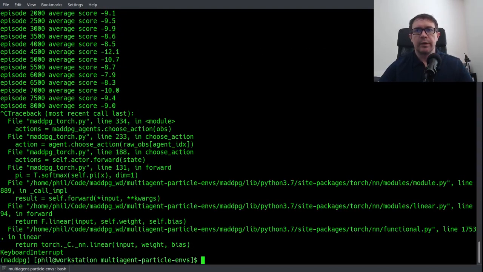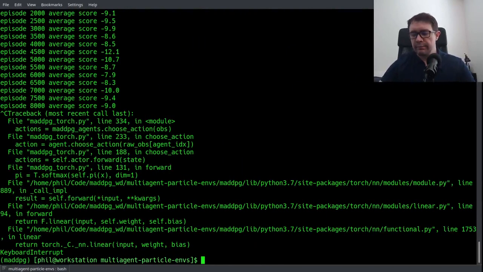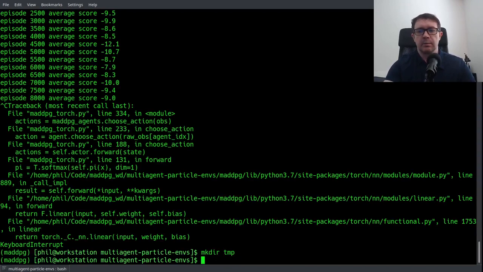So I'm going to go ahead and terminate there. I'm going to double check with my cheat sheet code to make sure that score is reasonable. Give me one moment. Okay, so I have double-checked with my cheat sheet code, and it gets pretty much the same thing. So let's do this. Let's do a mkdir temp slash MADDPG.